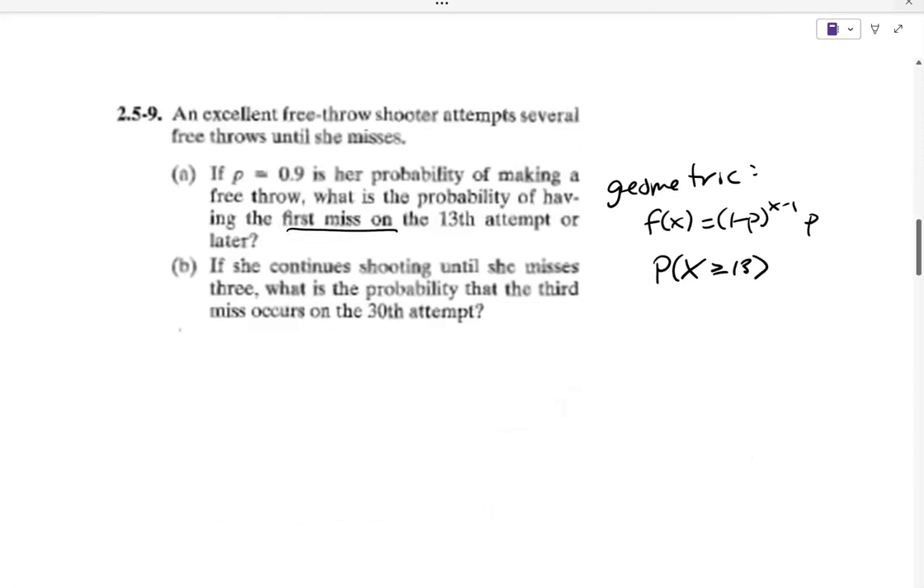This would mean 13 or 14 or 15 and so on down the line, which is probably hard to compute, right? So instead, we can do this using the complement: X is less than or equal to 12. Good, because we don't want to count 13 twice. What's p in this case? 0.9. So 1 minus p is 0.1.